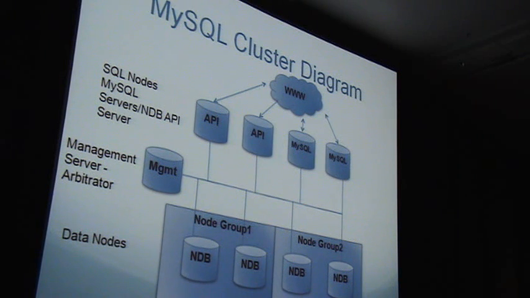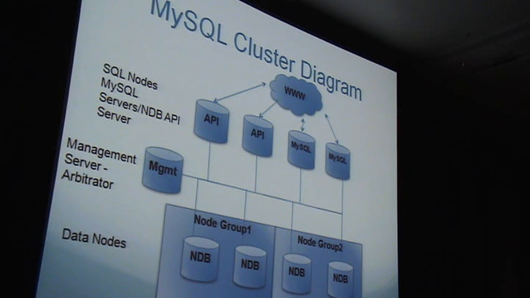So the MySQL Cluster diagram: up at the top you have your API interfaces, which is your NDB API servers that you can access directly to the NDB storage engines. Or you have MySQL that you can reference the data through as well. The really great thing about Cluster as well is the management server, which acts as an arbitrator. So everything goes through arbitration.